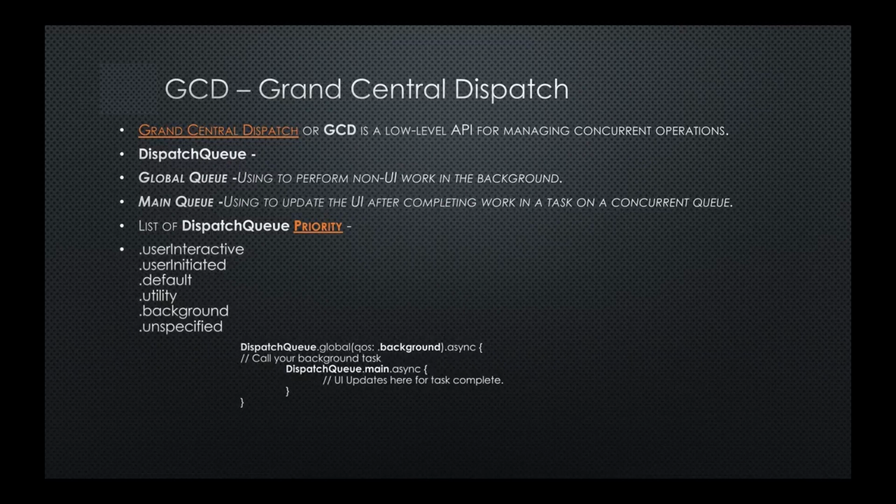As we said, GCD is the lower level library to perform concurrent operations. And how do we do it? We do it using DispatchQueue. DispatchQueue comes with two types of queue: one is global queue and one is main queue. Global queue is the one which does the background task, which is non-UI task, and main queue is the one which does the UI specific task.